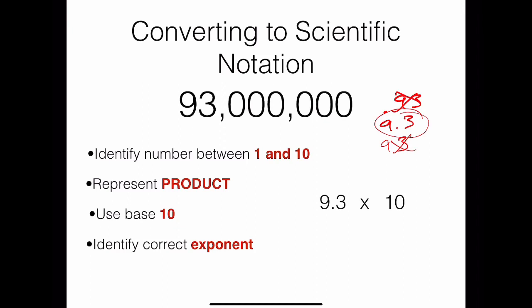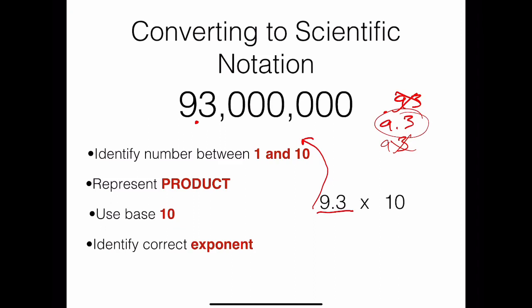Now we just have to figure out what our exponent is. We have our 10, we need to find the power of 10, and remember that the power of 10 tells us how many times we are moving the decimal point from the number between 1 and 10. So I am starting from the number 9.3, because that's what I've identified as my number between 1 and 10. Now, from here, I want to figure out how many times I need to move the decimal point to get this number to look like this one.